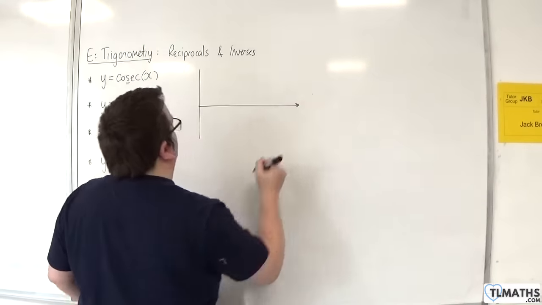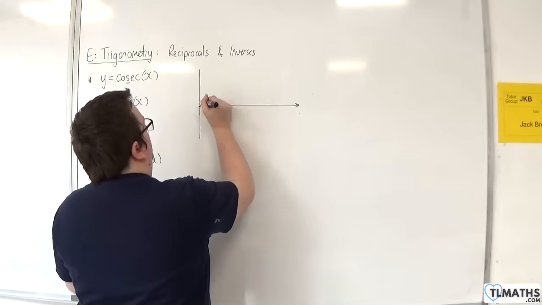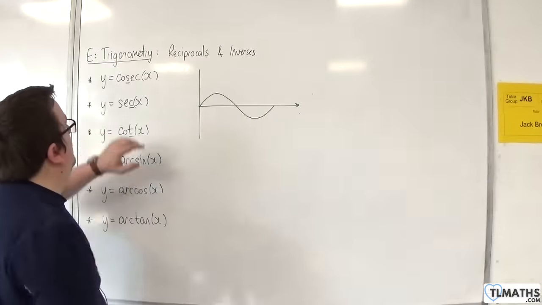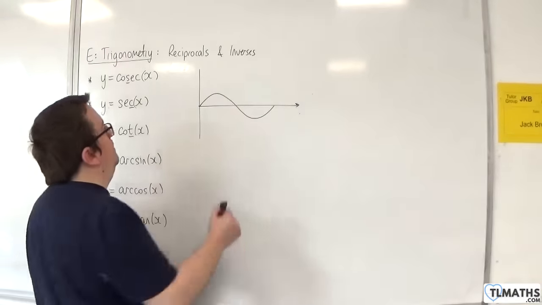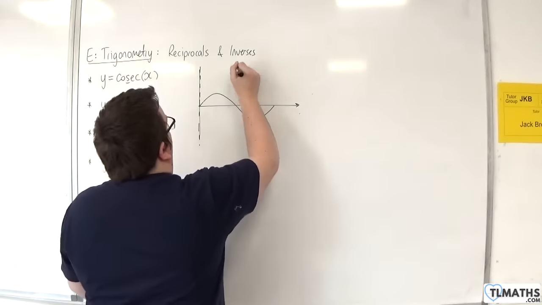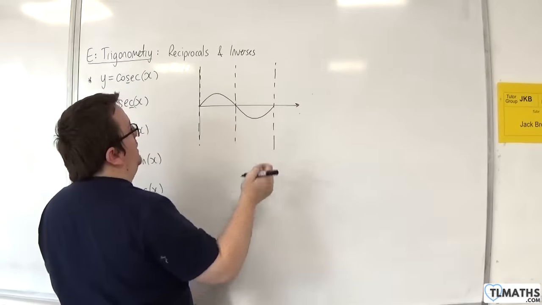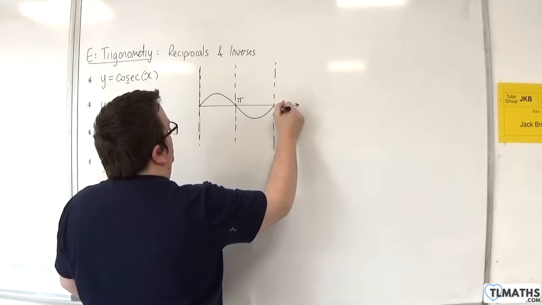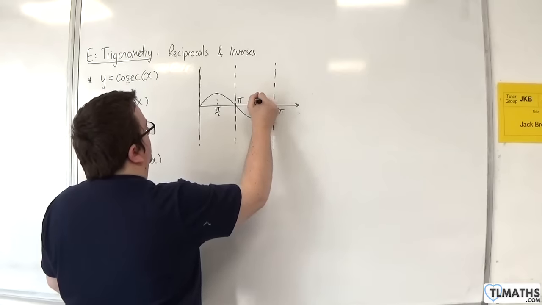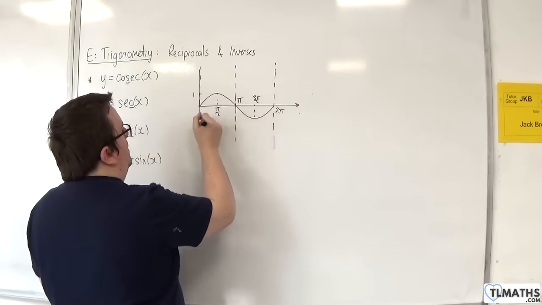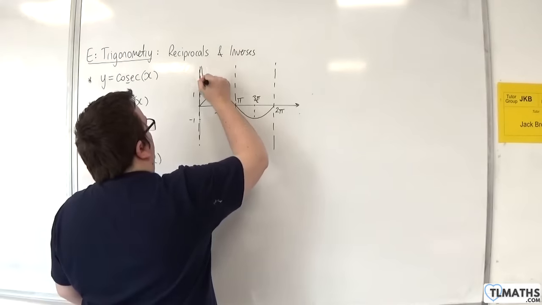The first thing I would do, if I can't remember what the graph looks like, is draw sine. So there's sine. And I know that cosec will have vertical asymptotes when sine is 0. So there, there, and there. I'm going to do it in radians. So that point is pi, and that point is 2 pi. And that point is pi over 2, and that point is 3 pi over 2. The maximum occurs at 1, the minimum at minus 1. So y equals cosec x will look like this.